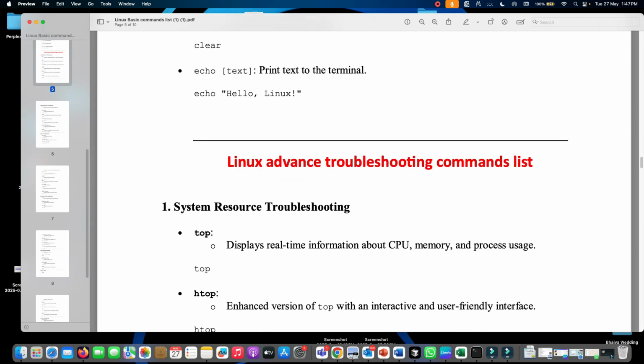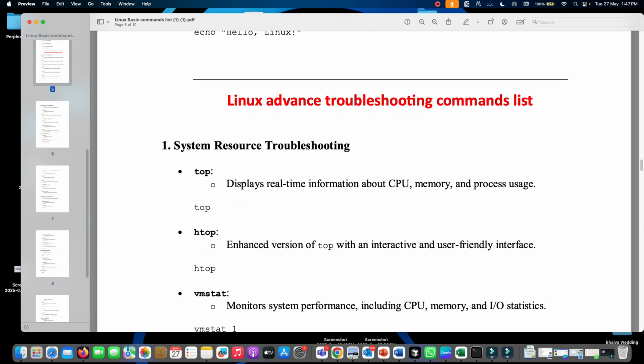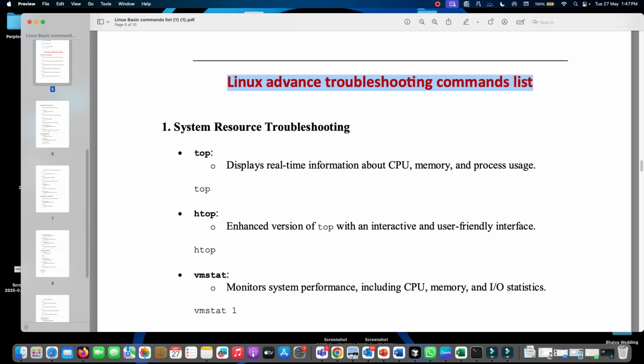Hello everyone. So in our last video we have completed the Linux basic troubleshooting commands. Now we will move ahead with the Linux advanced troubleshooting commands. Now we are going to see one step ahead. The general people don't know about these commands and what is the output when you are going to use such commands. Okay, without delay let's get started.